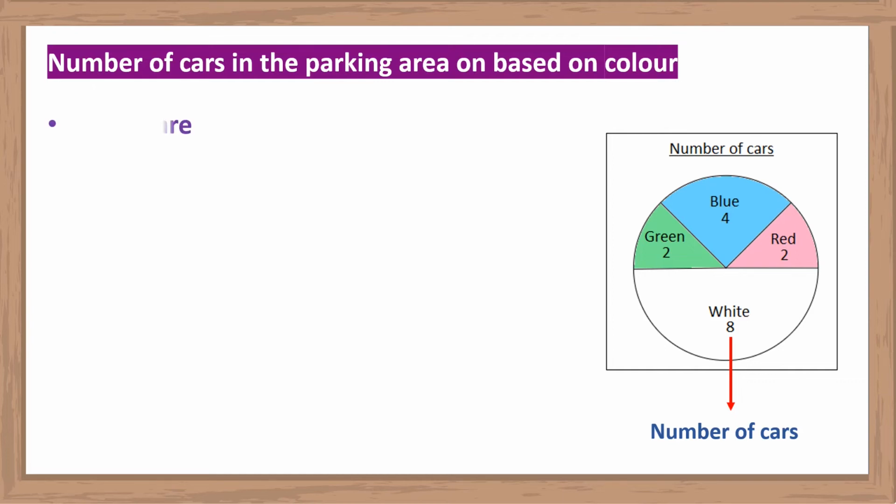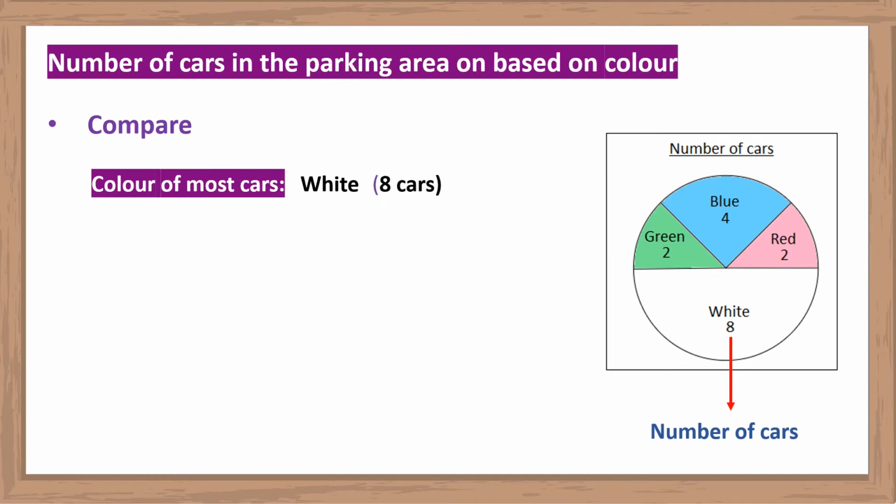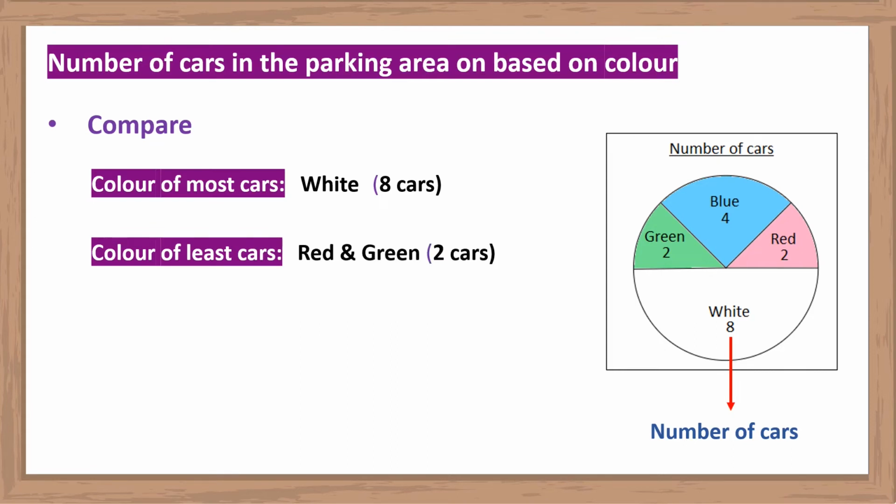First, let us compare and find the big and small components. Here, the color of the most number of cars is white. That is, 8 cars. The color of the least number of cars is red and green, which are 2 cars.